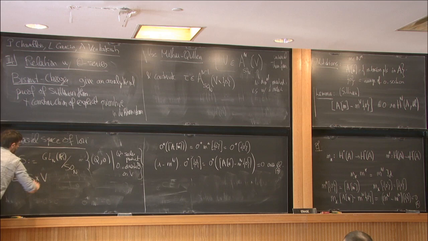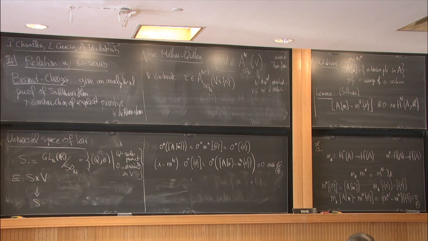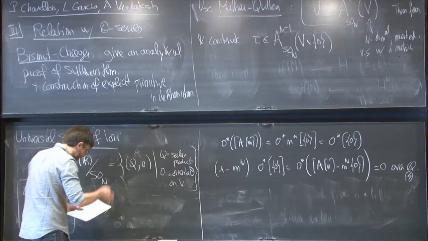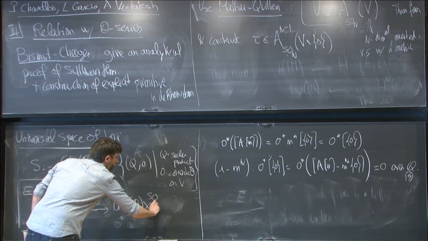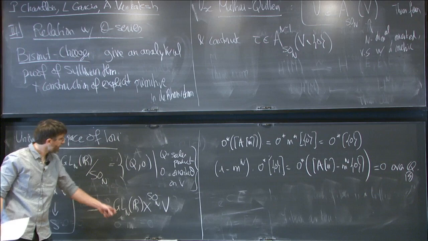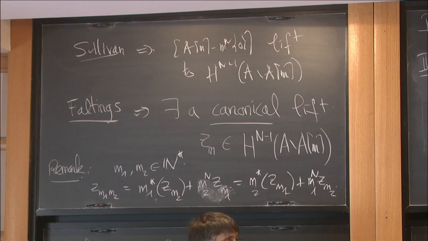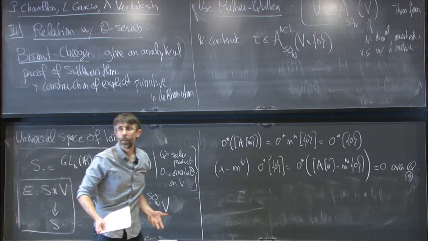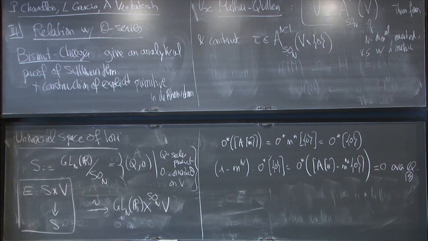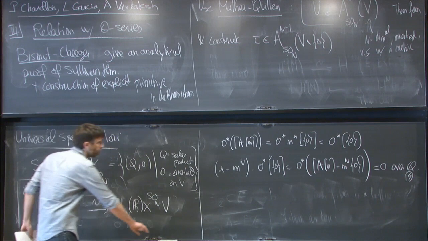the bundle, this bundle here, but with this GLN action. So this is a GLN R equivariant bundle, which we can also identify with the bundle, so take the picture you prefer, associated to the principal bundle GLNR over S. And once you have such a bundle, then by Chern-Weil theory, you can pull back the universal form to an invariant form on this bundle.